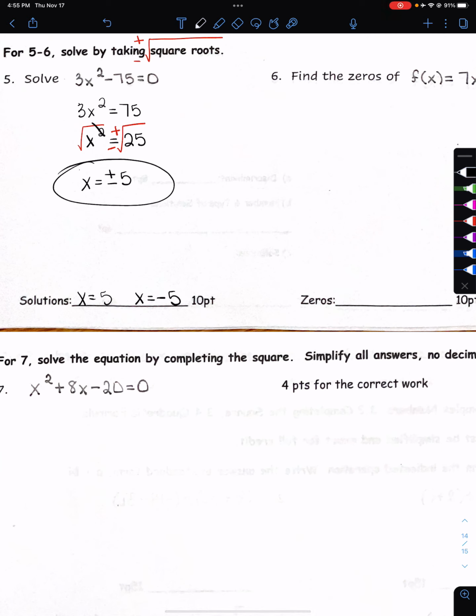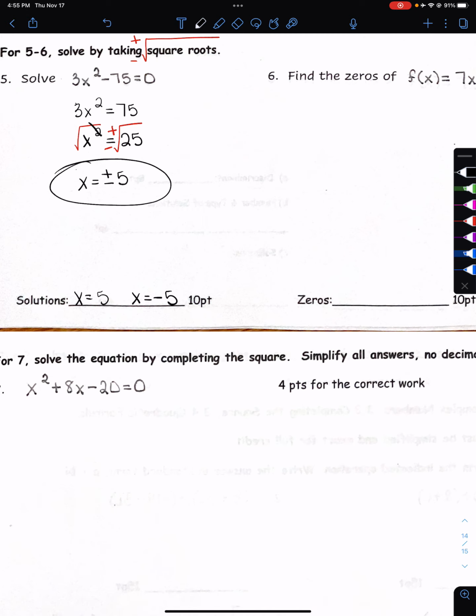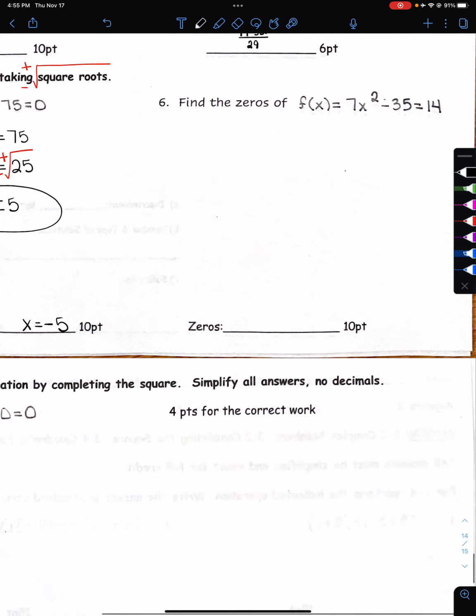Can you leave it just like this? Yes, as long as you understand that that is 2 solutions. Okay? All right, for problem number 6, same thing, solving by square roots.